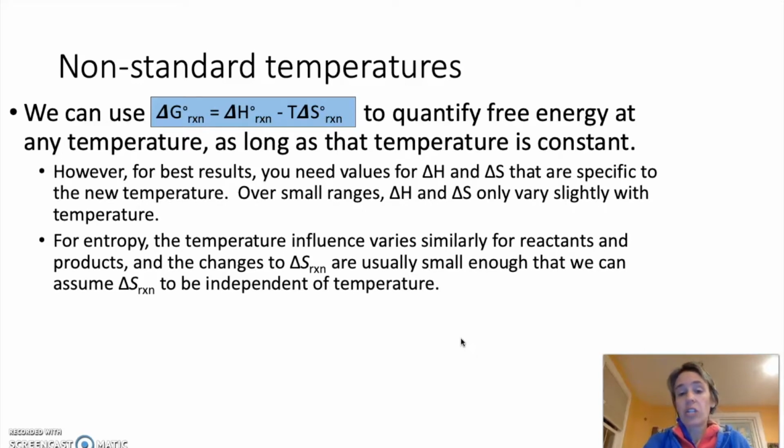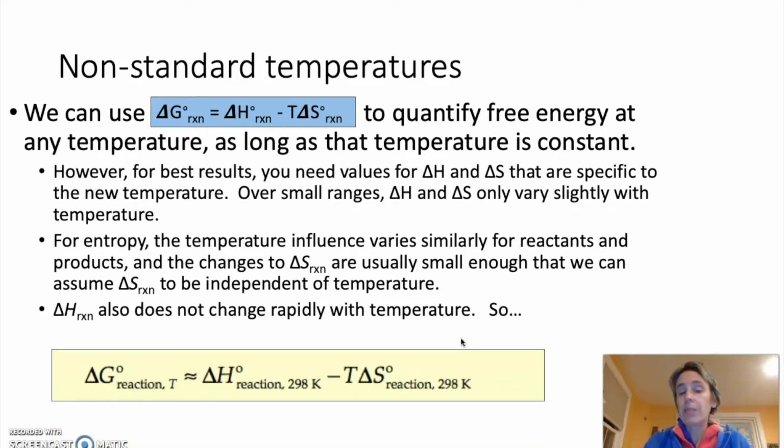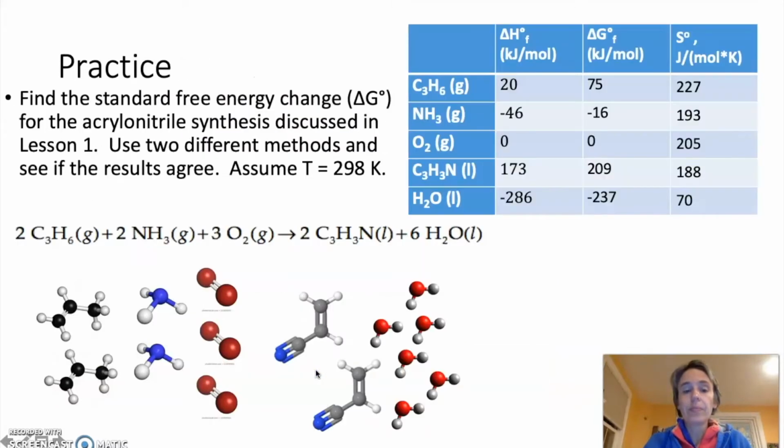However, usually those changes in entropy values, for example, are pretty small over small temperature ranges. So this equation is pretty commonly applied at temperatures other than 298 Kelvin or 25 degrees Celsius. We can estimate the delta G of the reaction at other temperatures, and we do that by using the standard state data that's probably taken at 25 degrees C or 298 K, but inputting the actual temperature that this reaction is happening at.